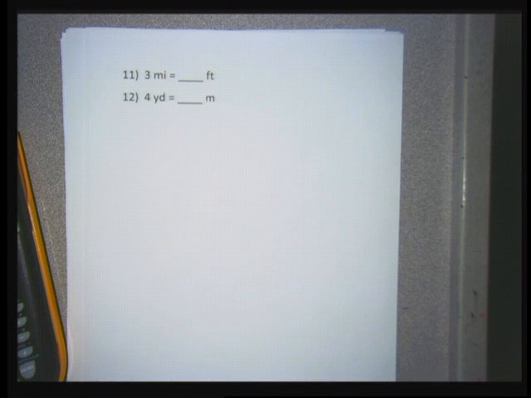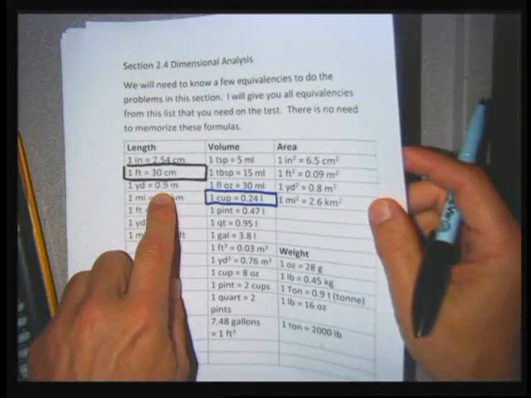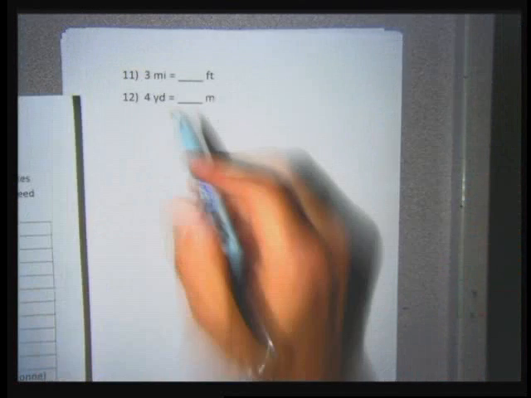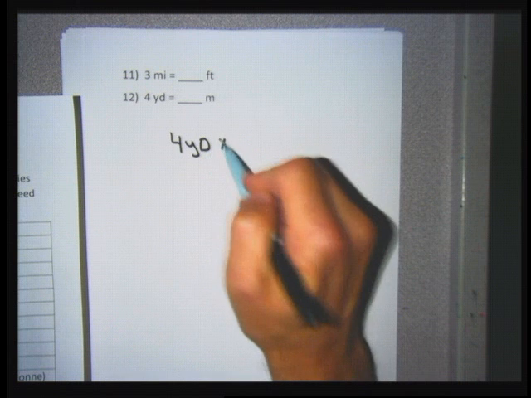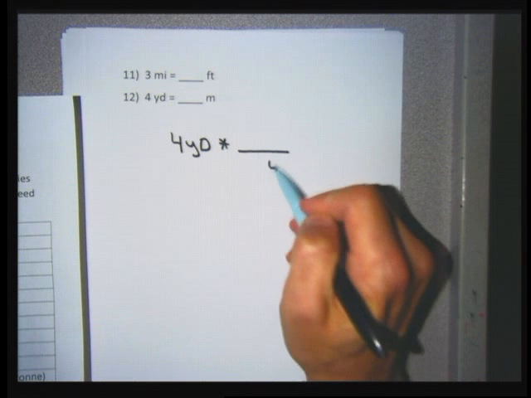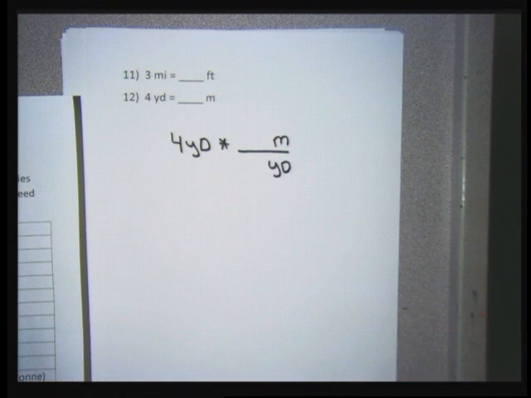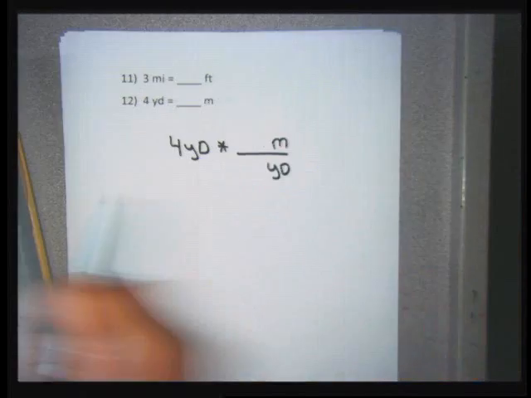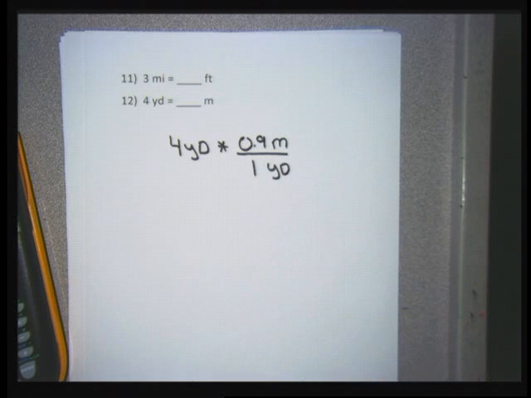So 11 and 12, you need to go from miles to feet, and you're going to use that for number 12. I need to go from yards to meters, and I'm going to use 1 yard as 0.09 meters. Always you start off with the given problem. So I'm starting off with 4 yards. The fraction I'm going to have to multiply by, I want to get rid of yards, so yards is going to go in the denominator. I want to end up with meters, so meters is going to go in the numerator. And I have 1 yard is 0.09 meters, so I'm going to go 0.9 meters over 1 yard.